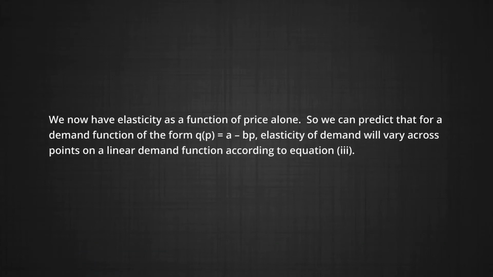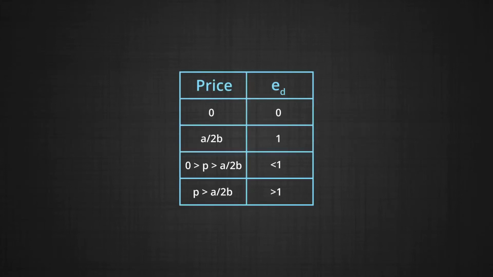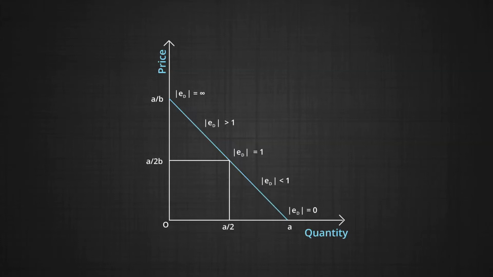We now have elasticity as a function of price alone. So, we can predict that for a demand curve which has the form QP equals A minus BP, the elasticity of demand will vary across points on the linear demand function according to equation 3. The table presented here shows the elasticity for various prices observed for this demand function. The diagram that follows depicts the same graphically.